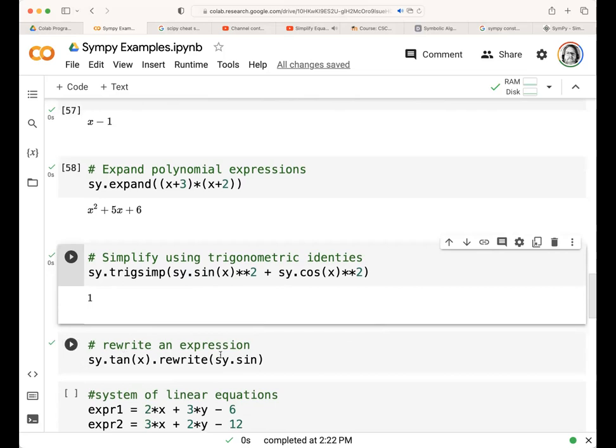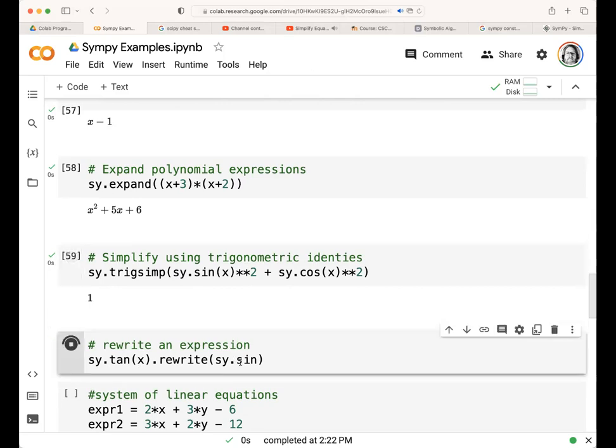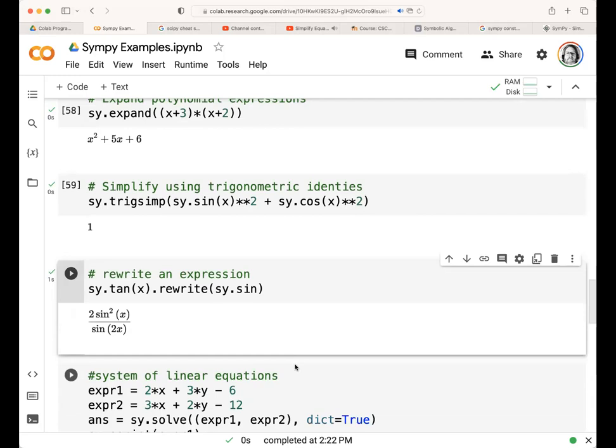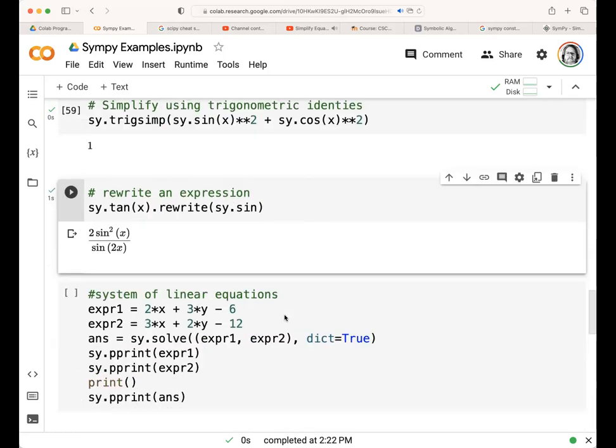You can also rewrite using another form. In this case, I'm going to rewrite tangent x in terms of sine x, and it does that for us as 2 sine squared x over sine of 2x.